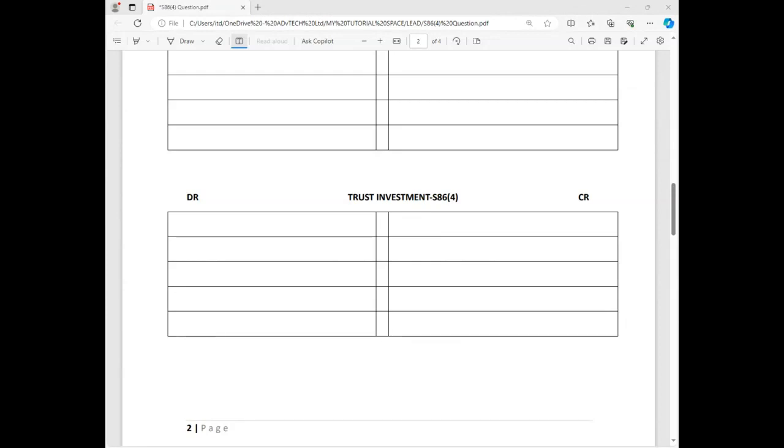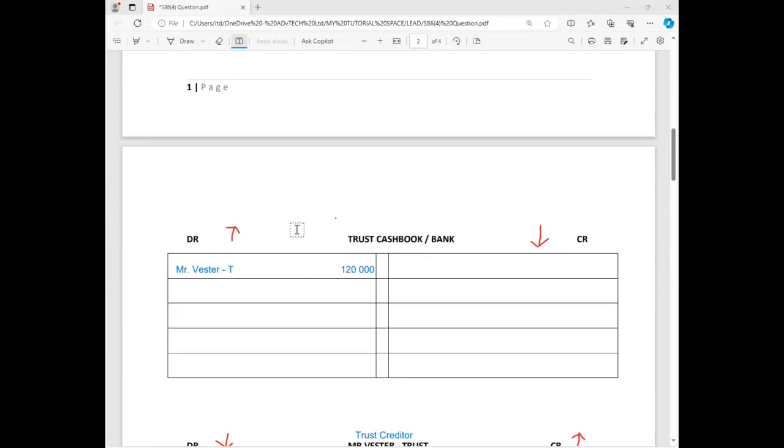Okay, so it will increase on the credit side. So it means we must go and take money from what? We must take money from the trust bank, because obviously we need to go and invest it. So we must take money out. So when we take money out, it will come to the credit side.